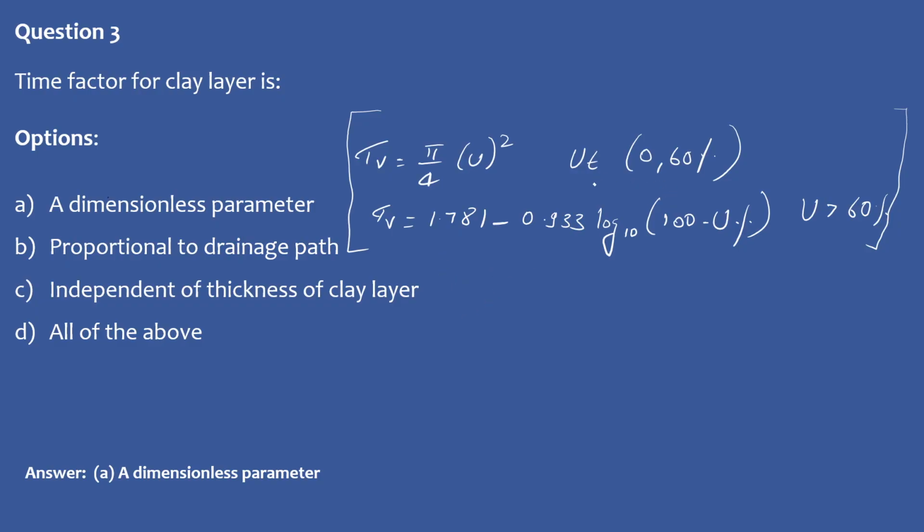In both cases, we can see the time factor is basically taking input as the degree of consolidation, which is represented by U, and in both cases U takes value in percentage. Since this entity is dimensionless, your corresponding Tv is also a dimensionless parameter. So the time factor for clay layer is a dimensionless parameter.